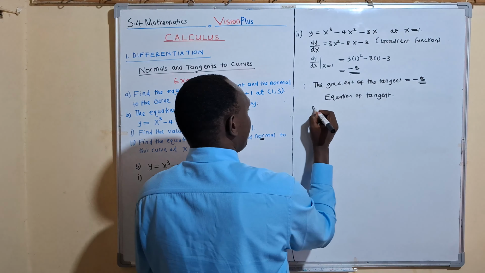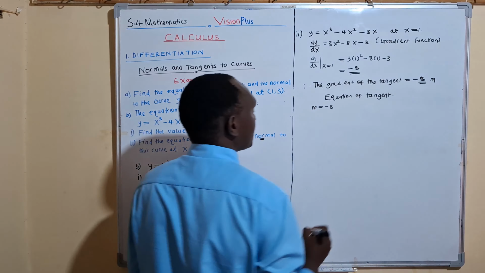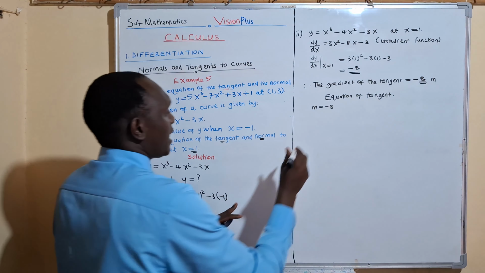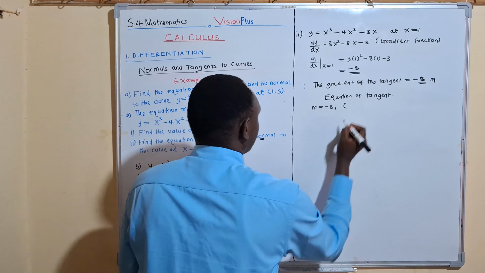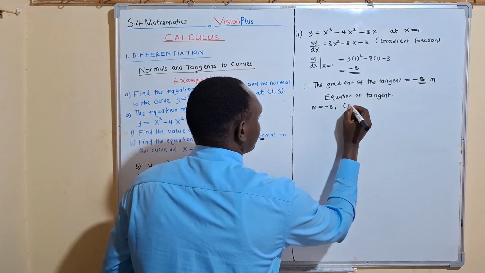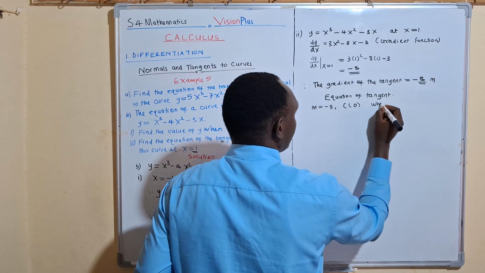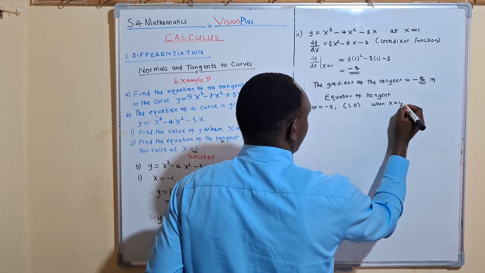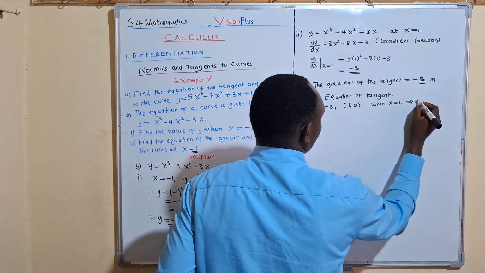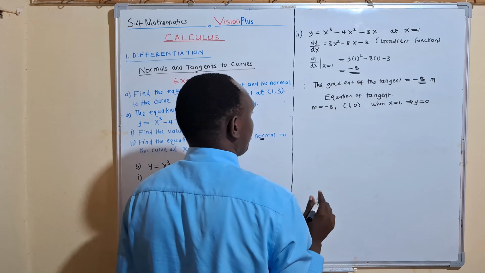Because we have m, which is -8, and is the gradient of the tangent. And we have one point on the tangent. Remember, when x is 1, it means y is 0. That is what we should know. When x equals 1, it implies that y equals 0. So the point is (1, 0).